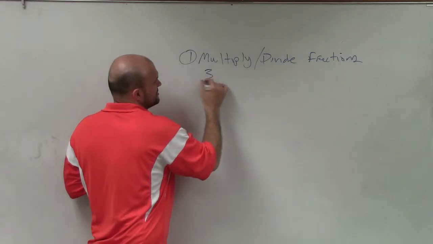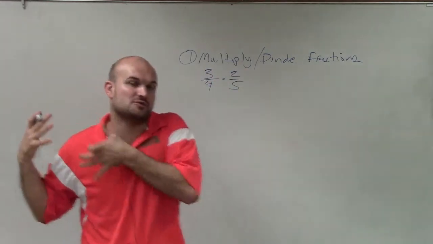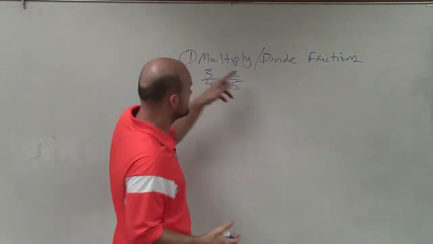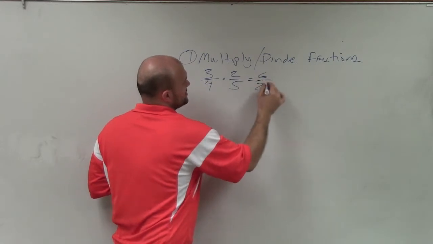If I want to multiply fractions, let's say I have 3/4 times 2/5. Remember, when we're multiplying fractions, we're just multiplying them directly across. Numerator times numerator, denominator times denominator. So in this example, we'll have 6/20.